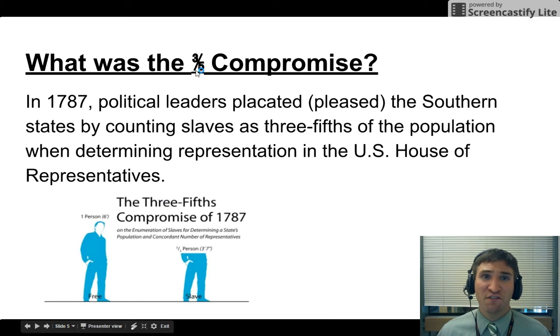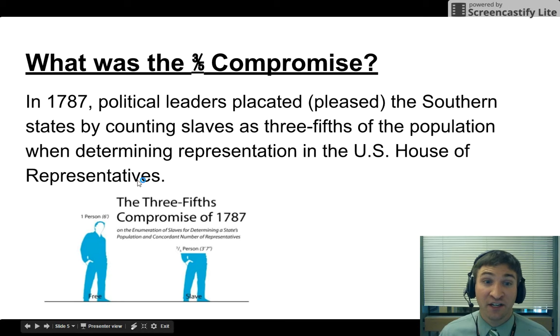What was the 3/5 compromise? This is 3/5, the fraction 3/5. In 1787, political leaders placated, which means pleased, the southern states by counting slaves as 3/5 of the population when determining representation in the U.S.